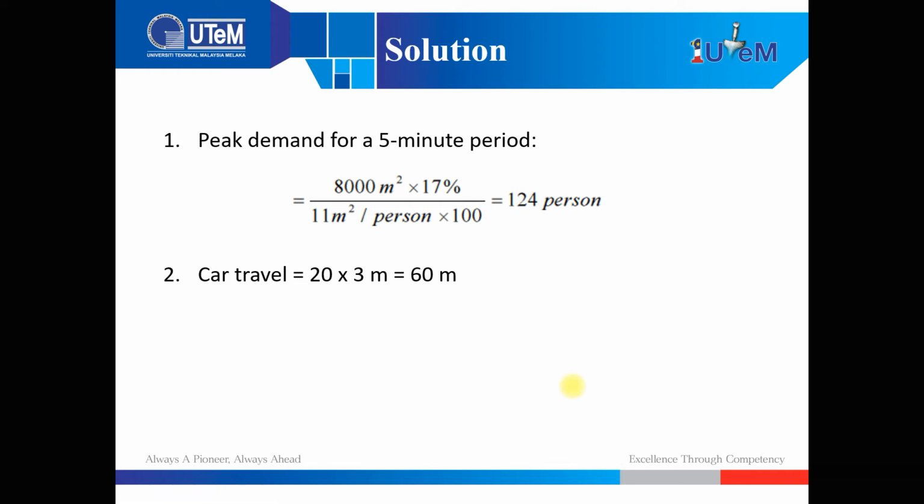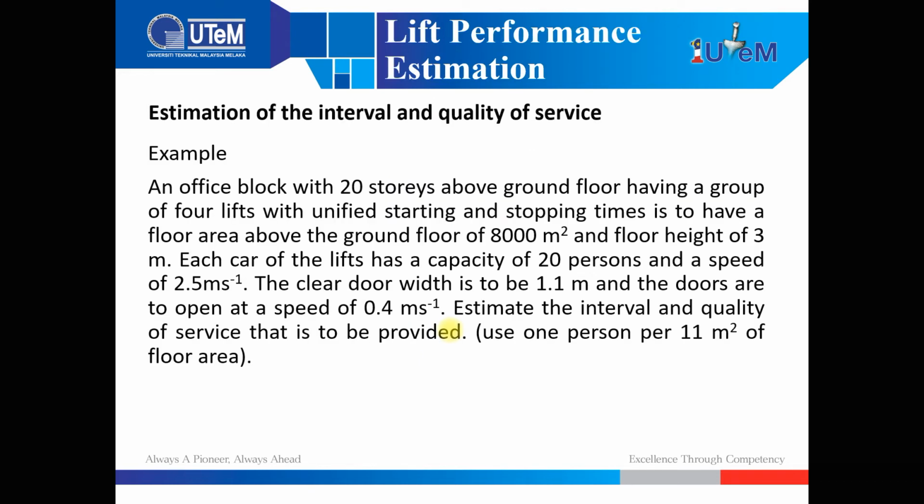Peak demand for 5 minute period. Peak demand untuk 5 minit period adalah boleh mencapai sehingga 124%. And then the car travel depending on the number of floor, the number of passenger multiply with the floor spacing, which is 3 meter, so we get 60 meter. So the car will be travel in maximum 60 meters lah, from 1 floor to 20 floor, to floor number 20.